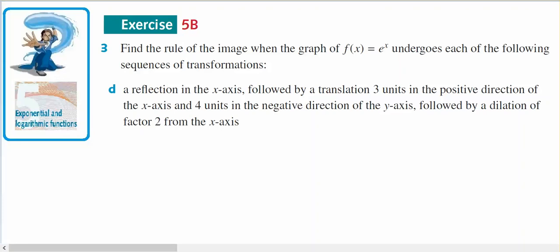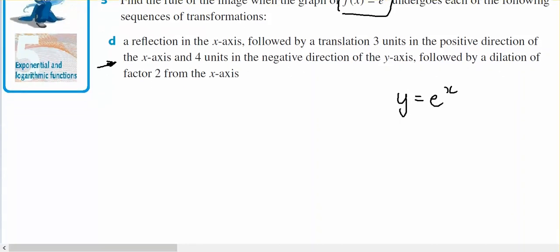MM34 Methods. It comes out of chapter 5, but it's actually about transformations, not about exponentials and logarithms. In 3D, E, and F, we are looking at what the new rule for f of x equals e to the x is after this series of transformations. So I'm going to put my y equals e to the x over here. Then I'm going to go through each of these transformations and work out what I need to replace.